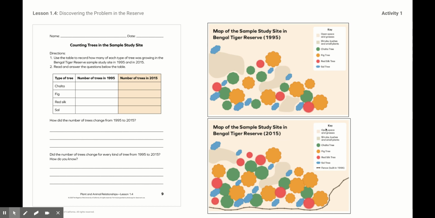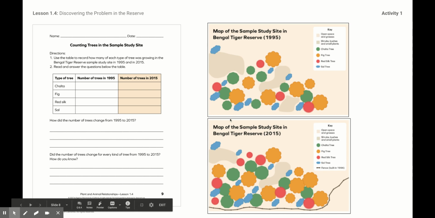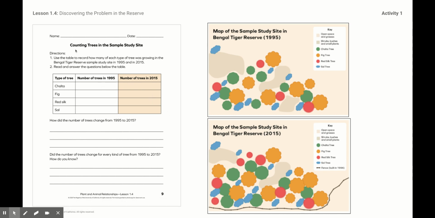This is the 2015, same key information. And now you can just look at them this way to help you fill out this worksheet. And this worksheet is going to help us organize all the information. So it says counting trees in the sample study site.